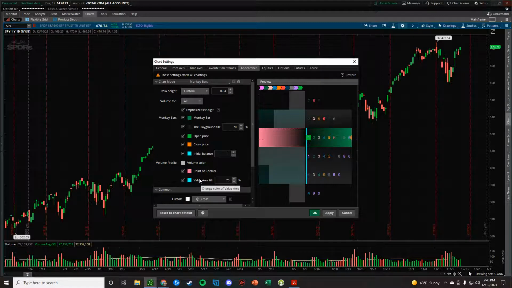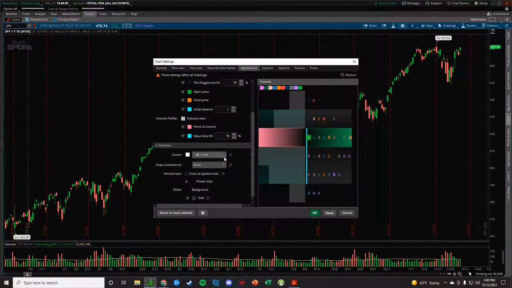It can be easier to see on the background. And I also like to make sure that it's a different color from my playground fill. After that, we get into some of the more common settings. This has to do with your cursor, your background, all that fun stuff. You can play around with this on your own. I tend to just leave this as is. I do make my background darker than what the default setting is, but that's up to you. And I also like to keep my grid on.